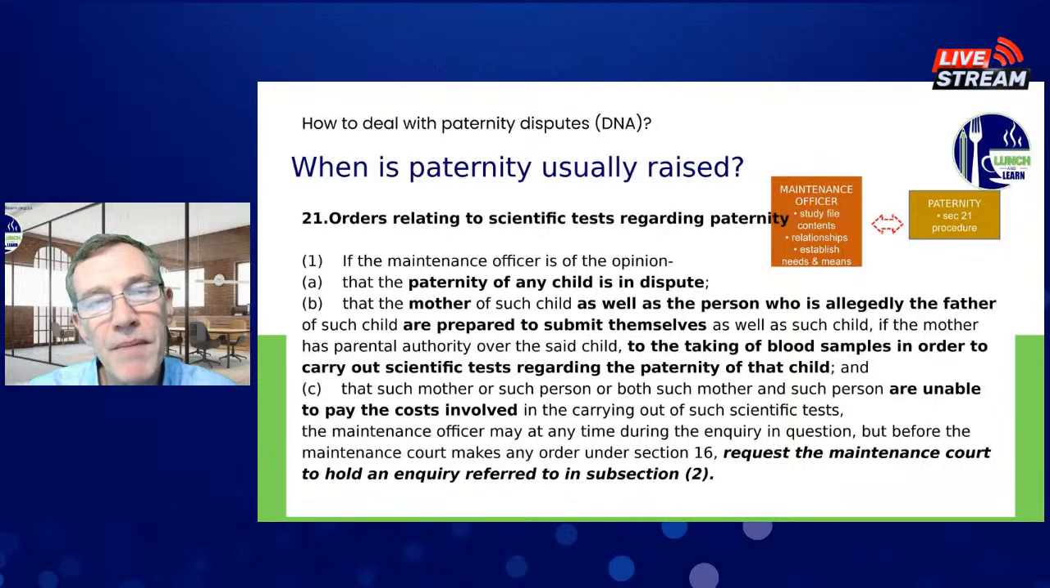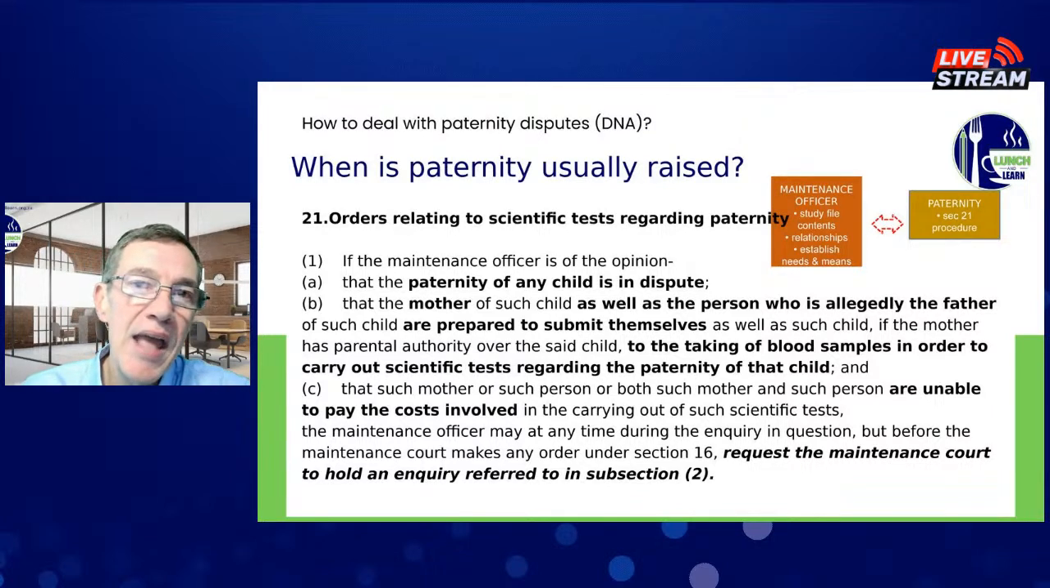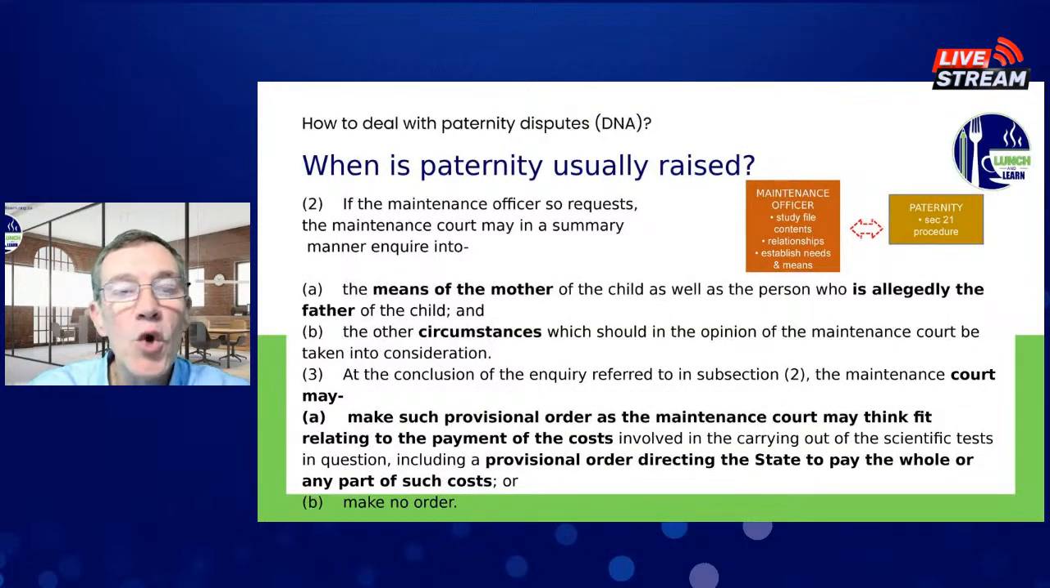There's an onus upon the maintenance officer to establish if the father or the mother has the means in order to pay for that. And if they do not have the means to pay for that, then the provisions of Section 21(1)(c) kick in, and they could request the maintenance court to hold an inquiry, a financial inquiry, referred to in subsection 2. And that is dealt with where they deal specifically with who can pay for these tests, because these tests are quite expensive. Then there should be an inquiry.